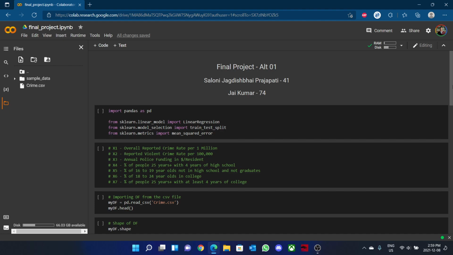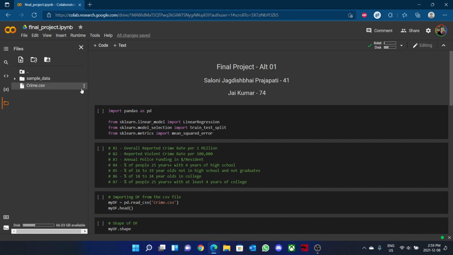This is Kumar, and my student ID is 101236674. I'm teaming up with Saloni Jagdishbhai Prajapati, and this is the submission for the final project. We chose the alternative one, which is the crime rate in the city.